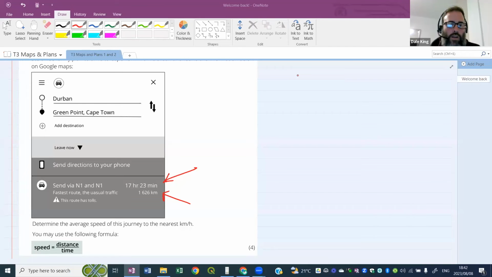And you know what they're going to ask. If they give you a distance and they give you a time, they're going to ask you for speed. All right, there it is underneath there. It says determine the average speed of this journey to the nearest kilometer per hour. So you have to round off to the nearest kilometer per hour. You can use the following formula.